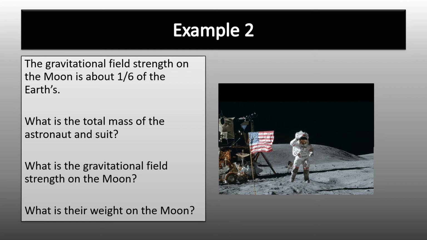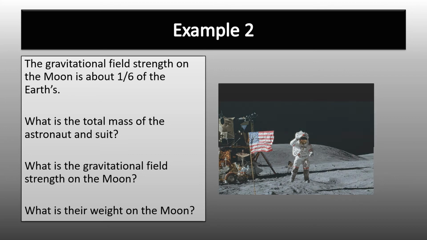So the gravitational field strength on the moon is about 1/6 of Earth's. What is the total mass of the astronaut and suit? What is the gravitational field strength on the moon? And what is their weight on the moon? So these questions are a little bit different.